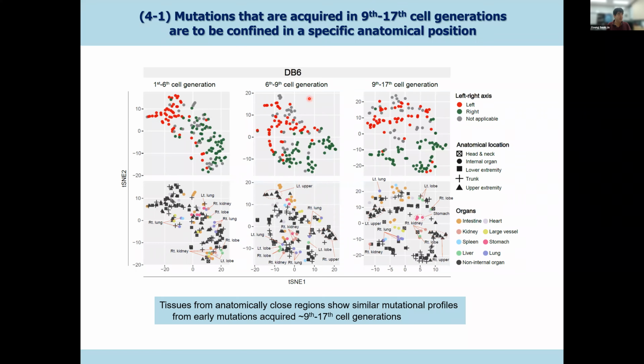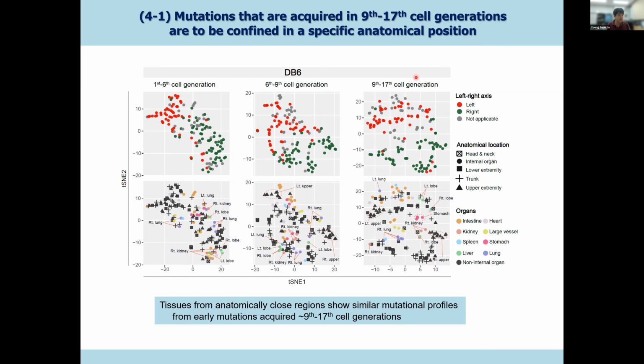Also, we can identify many other things here. Mutations that are acquired in the 9th to 17th cell generation, a little bit later in embryogenesis, are confined to a specific anatomical position. So this is the clustering of many bulk tissues using somatic mutations and their variant fractions. This is a t-SNE clustering.